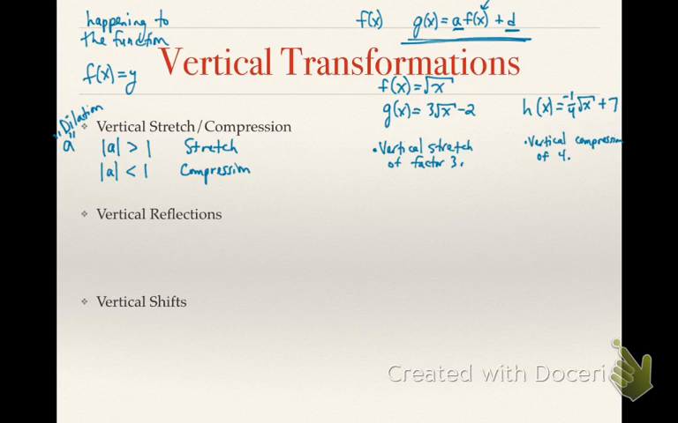So notice that for a stretch, it's going to be a stretch of factor a if a is greater than 1. If it's less than 1, it's going to be a compression of factor 1/a. It's going to be the reciprocal. Compressions and stretches are reciprocals of each other. So if it's 1/4, you're being compressed by a factor of 4. It means you're dividing by 4. Reflections occur whenever the number you're multiplying the function by is negative, so it's less than 0. And vertical reflections are always going to be through the x-axis.